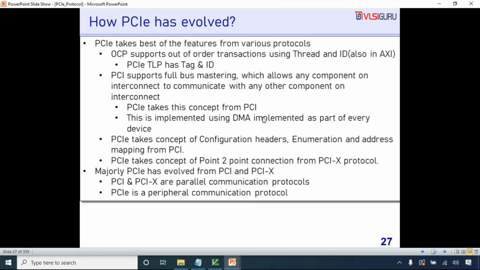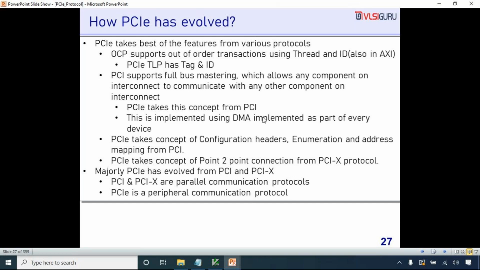That concept is taken into PCI Express. In the PCI Express transactions, you will see in the header there is a thread field, there is an ID field. PCI supports full bus mastering, which allows any component on the interconnect to communicate with any other component of the interconnect. So PCI Express takes this concept from PCI. Some concepts it has taken from AXI. I mean, it cannot be exactly the same thing, right? It's the feature that has been taken and implemented into the protocol.